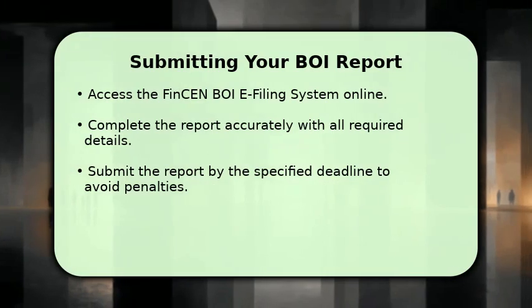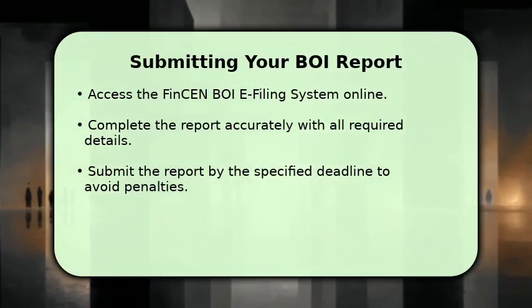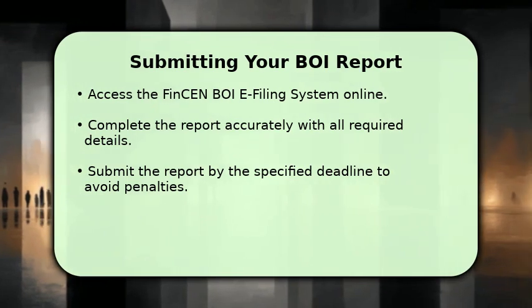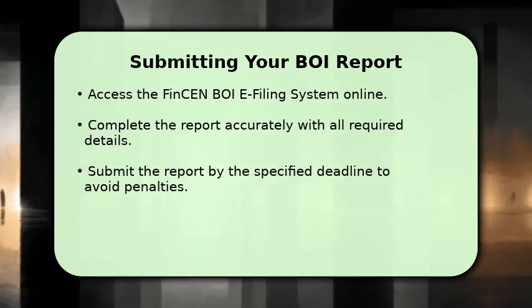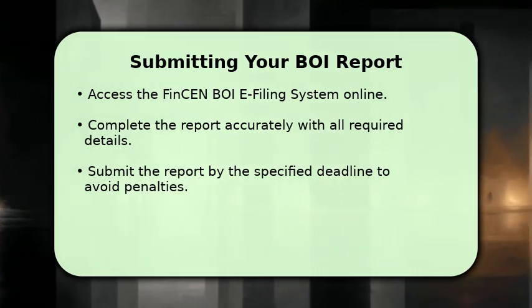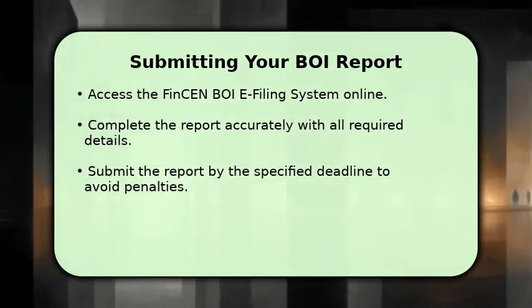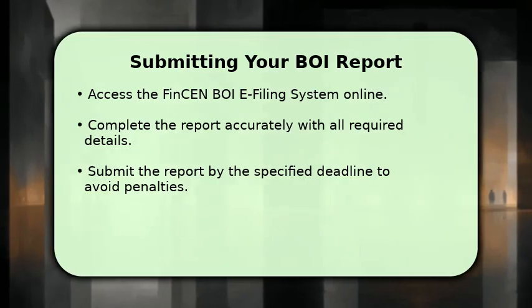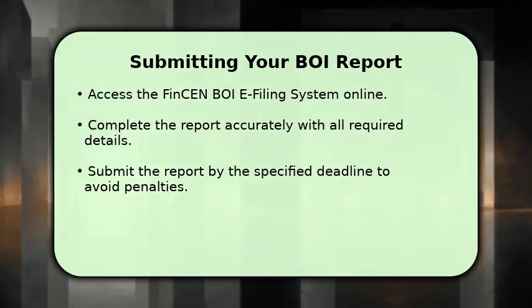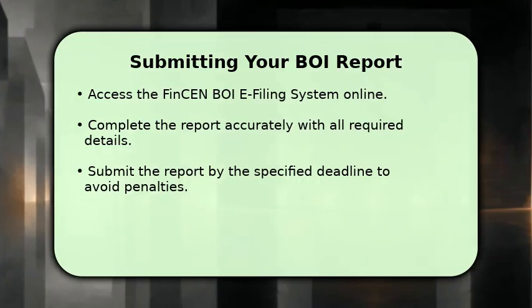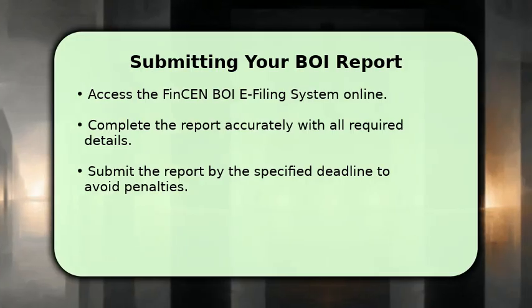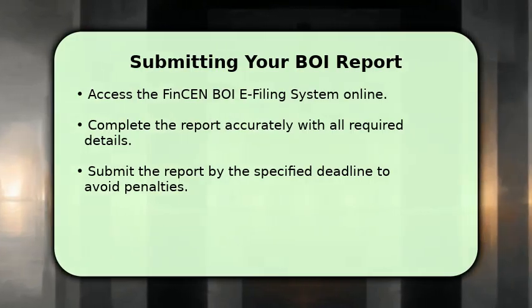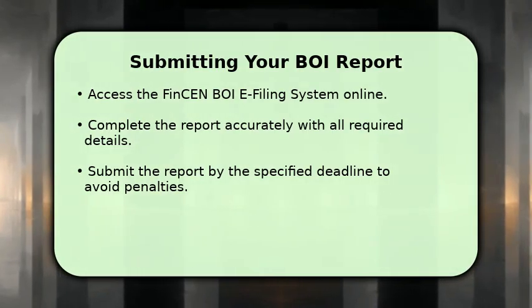Once you have all the necessary information, the next step is to submit your beneficial ownership information report. You will access the secure BOI e-filing system directly through their official website. Carefully complete all sections of the report, double-checking for accuracy before submission. Remember to file by the deadline to ensure compliance and avoid potential penalties. It's a straightforward process when prepared.